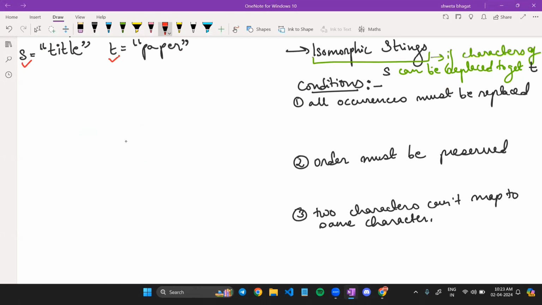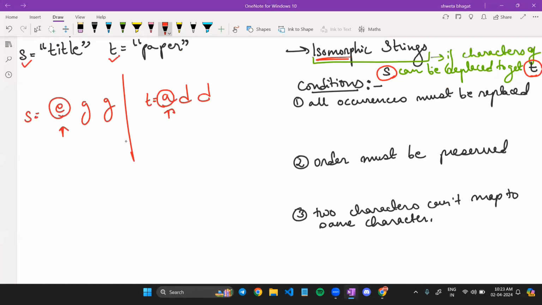Now what do isomorphic strings mean? If we can replace the characters of S so as to form T, then we can say that these two strings are isomorphic. So let's take an example. If we have "egg" and we have "add", then this is the string S and this is the string T. The first character of string T is A, whereas the first character of string S is E. So we want to replace this E with A in order to make it similar to T.